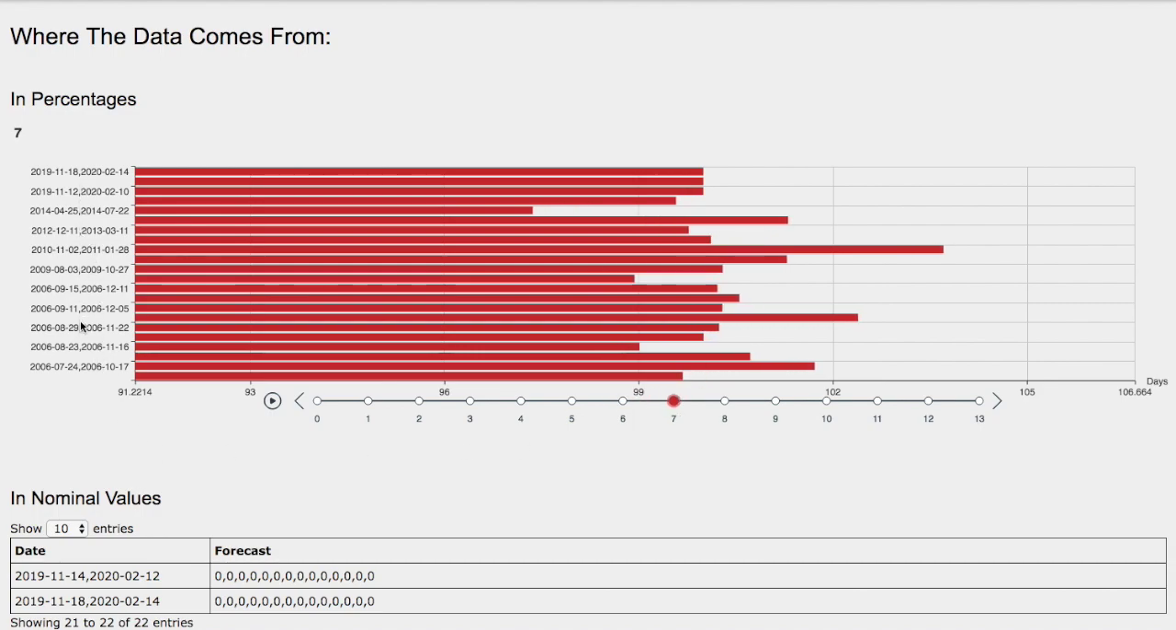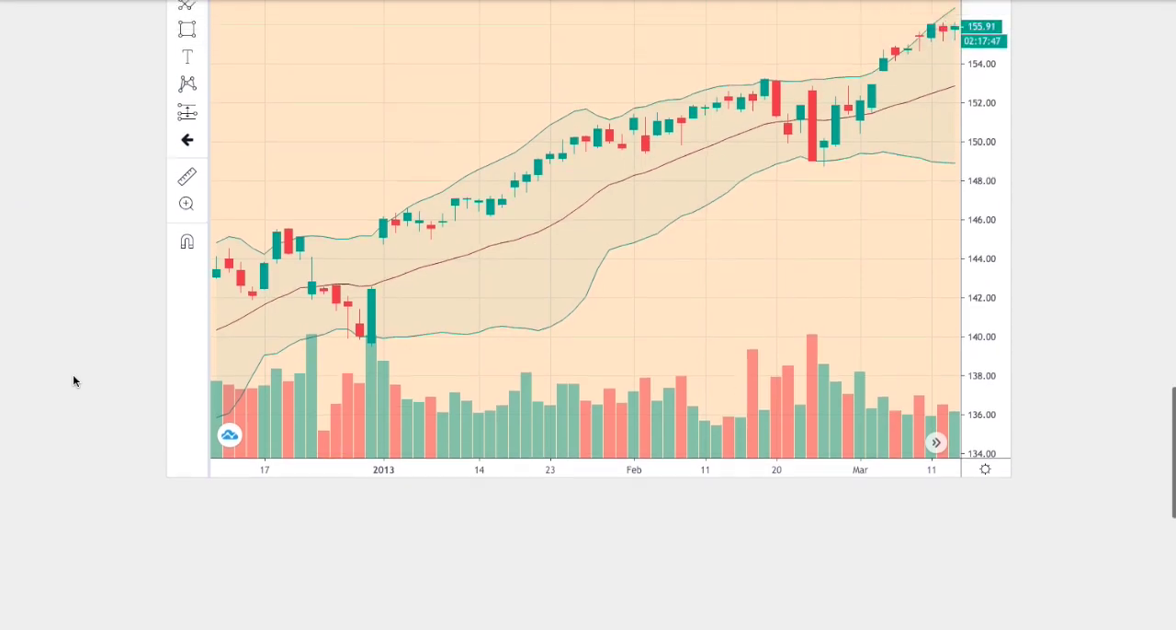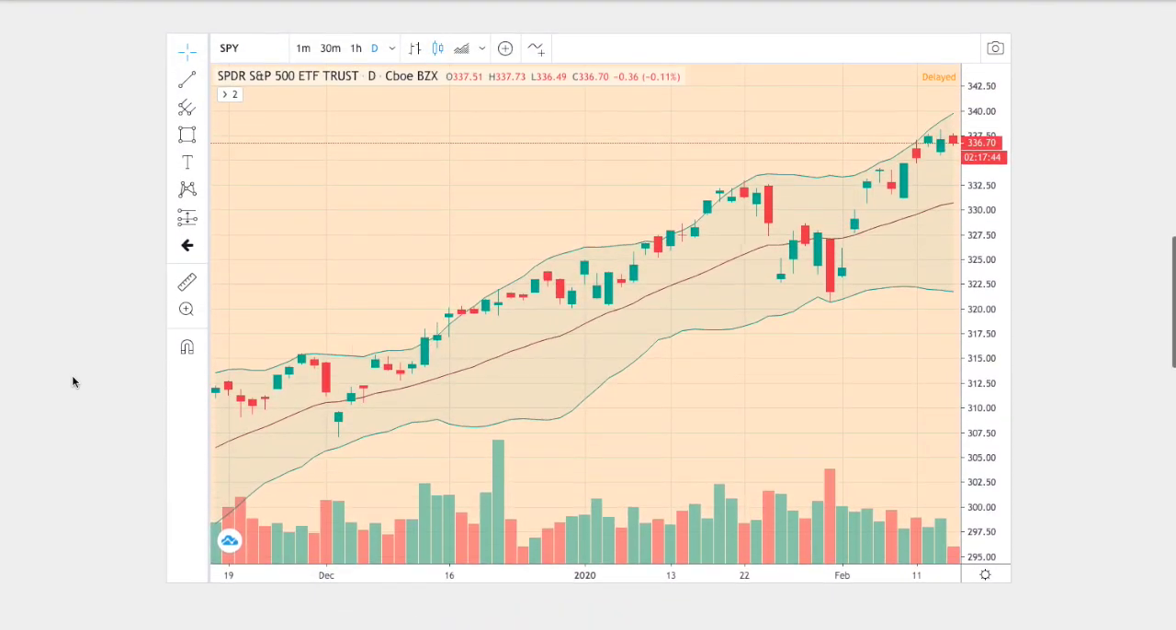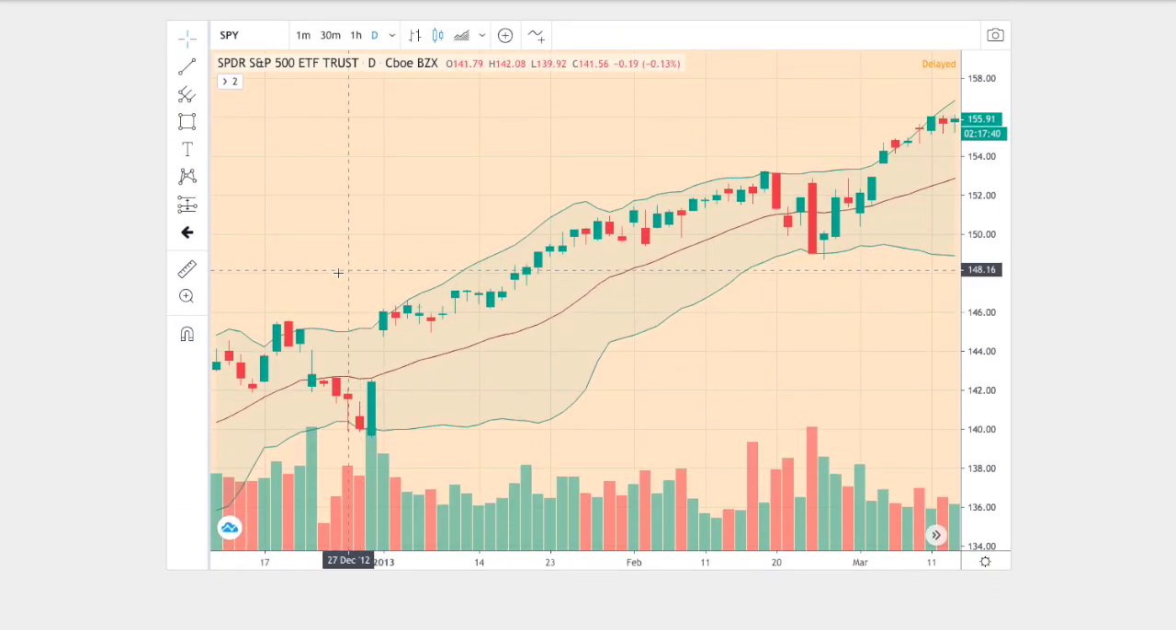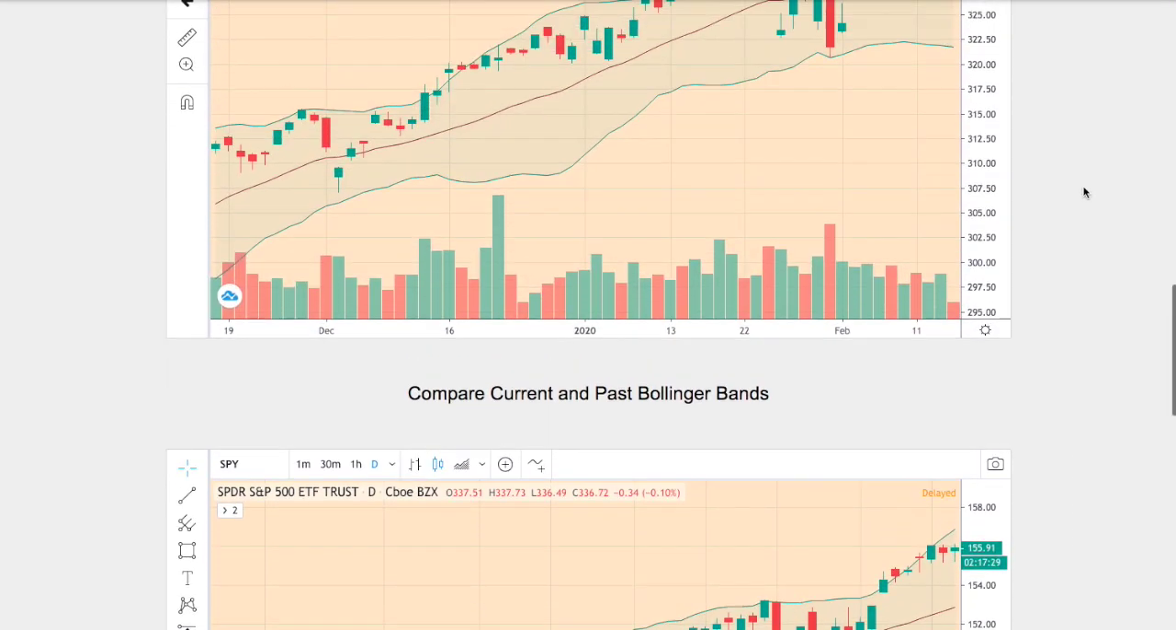So which one of these models should we focus on? Ideally, the model that is the best match to the current trend. Right here we have the current trend, and below is the trend that I believe is the best match. This trend dates back to December 11th, 2012 to March 11th, 2013. So let me point out why these two charts are similar.